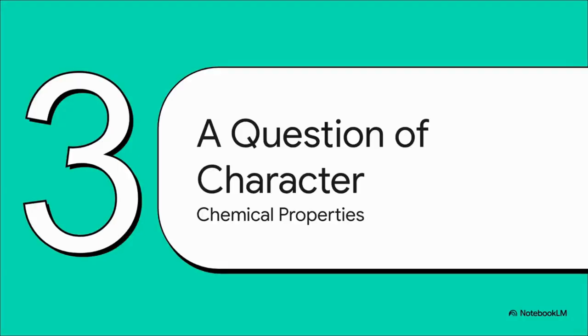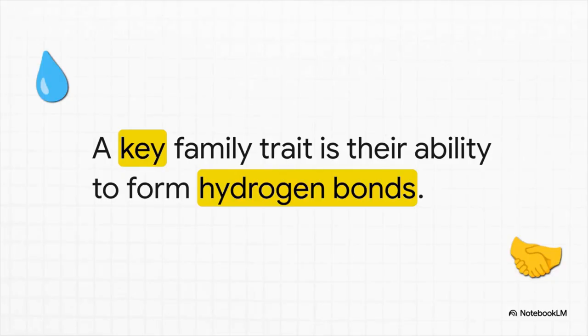All right, so now that we know the family structure, let's talk about their personality. Their chemical character, what makes an amine act the way it does. Well, one of their most important traits comes from the nitrogen and hydrogen atoms they've got. See, primary and secondary amines can form something called hydrogen bonds with each other. Think of it like a type of molecular stickiness that has a huge effect on their physical properties.